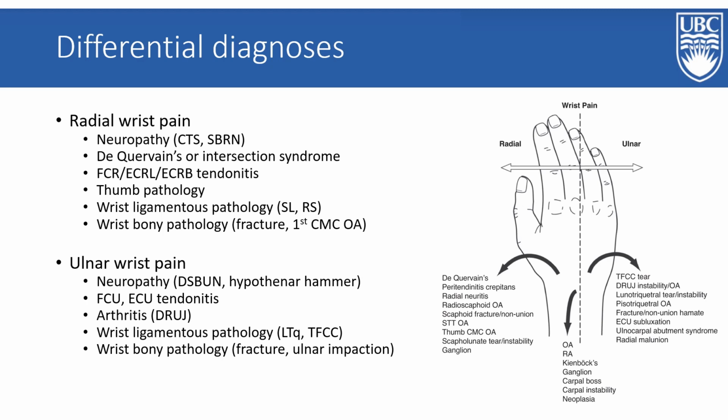For radial-sided wrist pain, consider neuropathies such as carpal tunnel syndrome, tendinitis, ligamentous pathology, fractures, and arthritis. Ulnar-sided wrist pain can be due to neuropathies, vascular anomalies, tendinitis, ligamentous pathology including TFCC injuries, fractures, arthritis, and DRUJ instability.